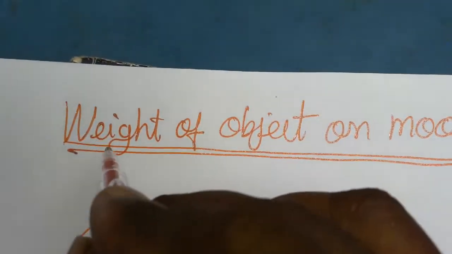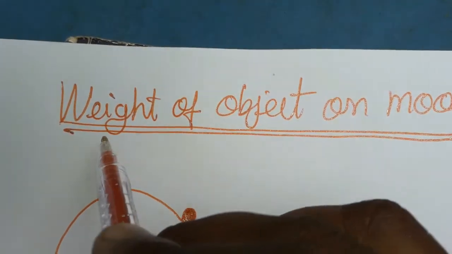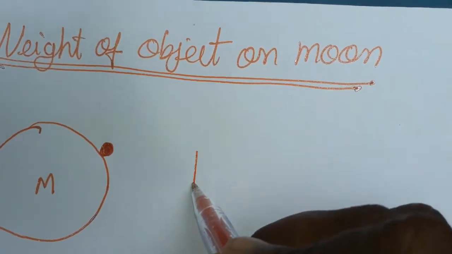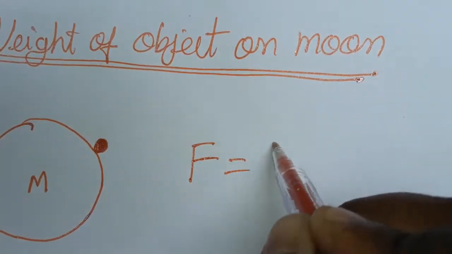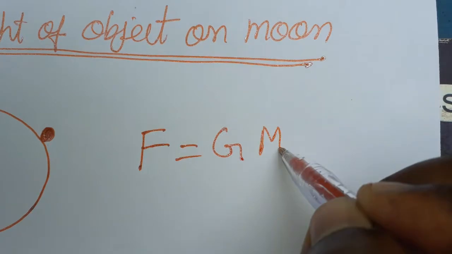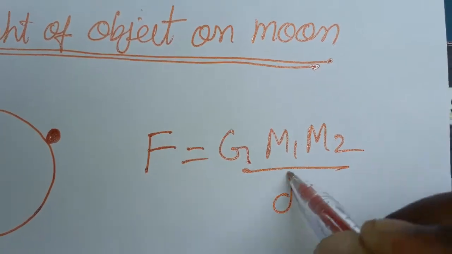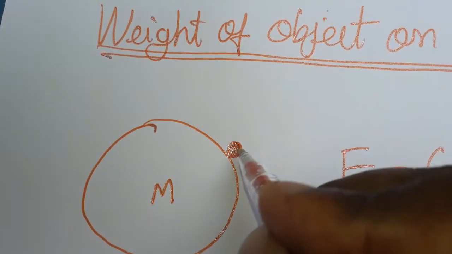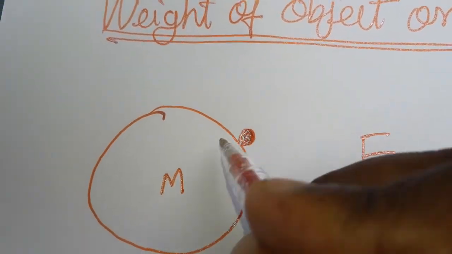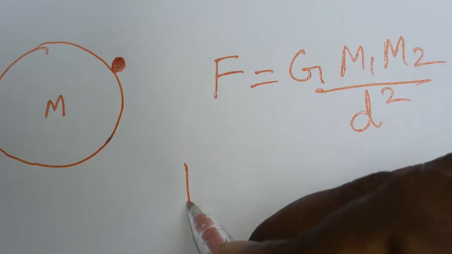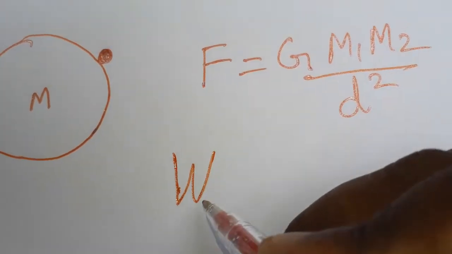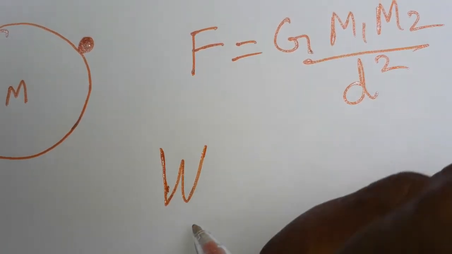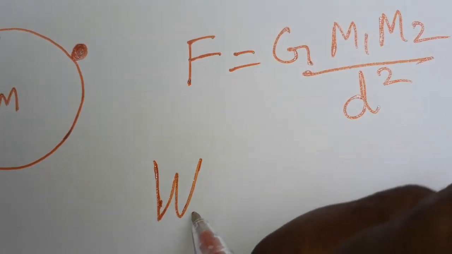Now we are going to learn how to find the weight of the object on the moon. We know the universal law of gravitation: force F is equal to G times m1 m2 divided by d square. According to this, we have the mass of the moon and the mass of the person on the moon. Now F is going to be taken as the weight of the person on the moon, so I am going to take it as Wm.